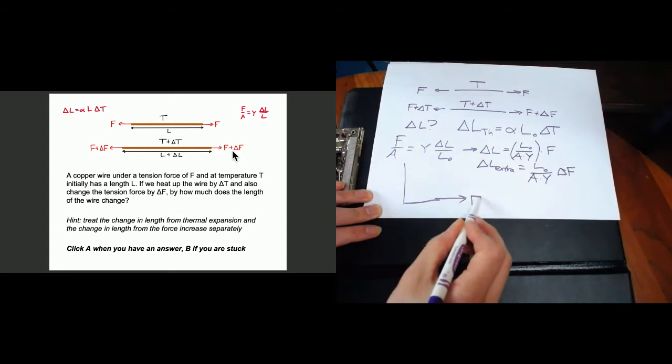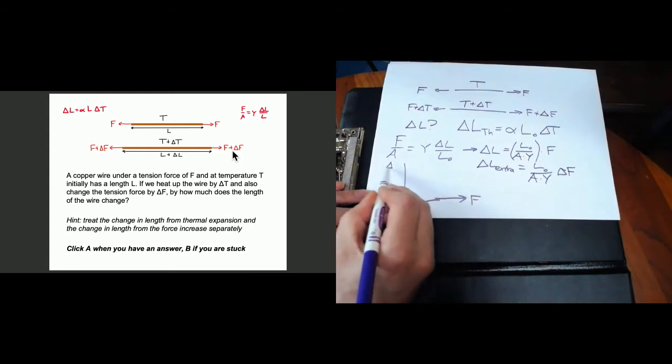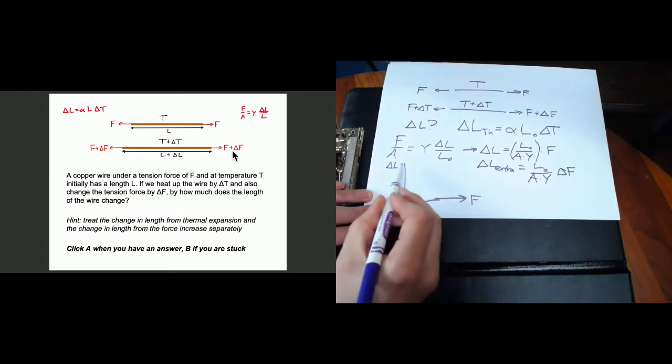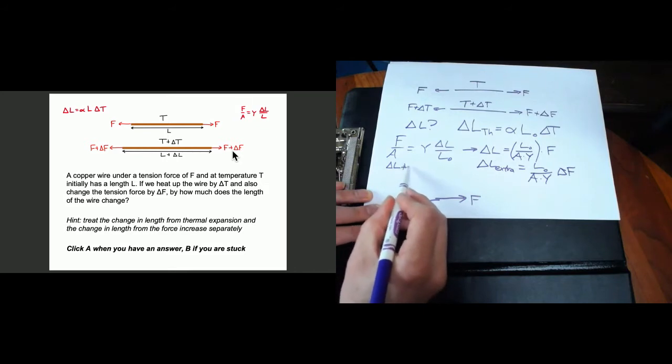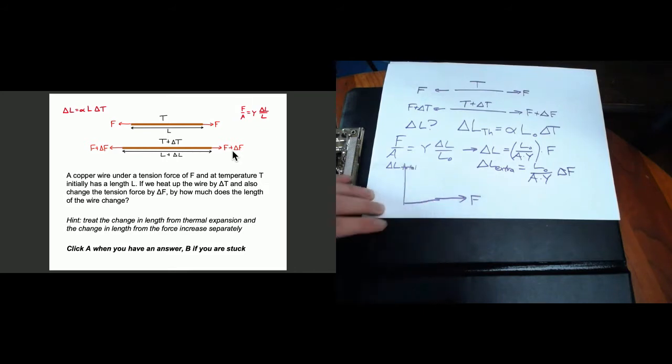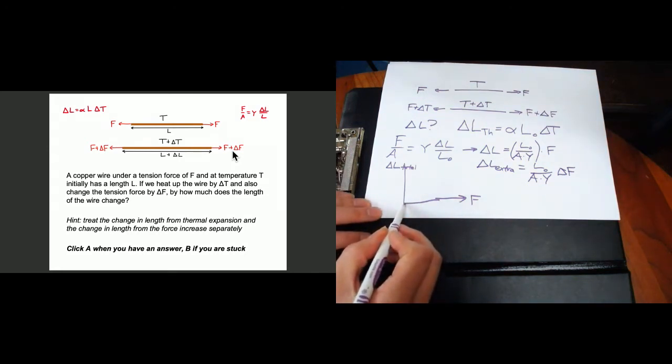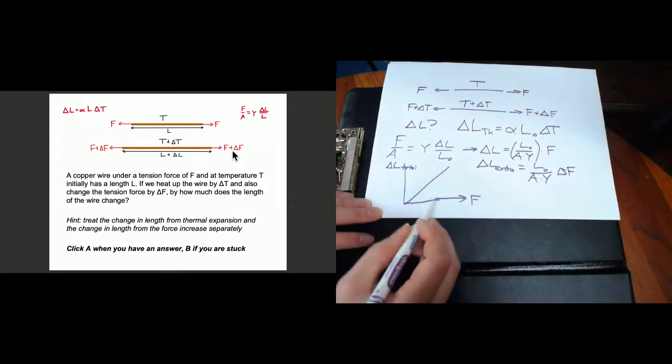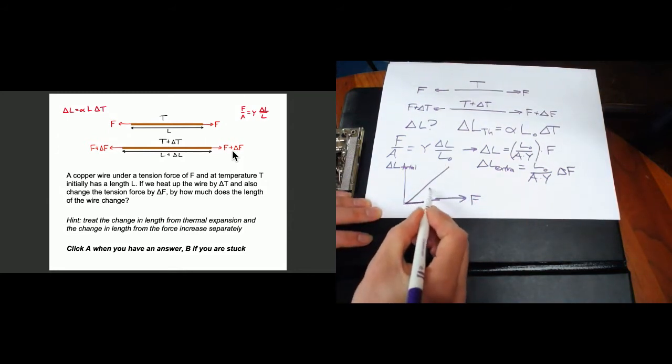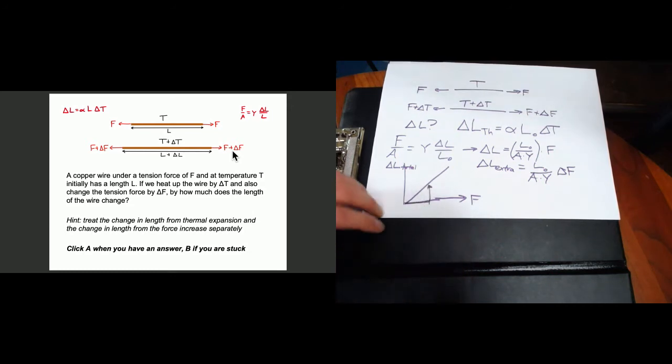So let's say this axis is the force, and this axis is the change in length, the total change in length that we would get compared to the length when there is no force. And our equation says that this is a straight line. So if we apply some force, then we get some change in length. But it's a very simple proportional relationship.